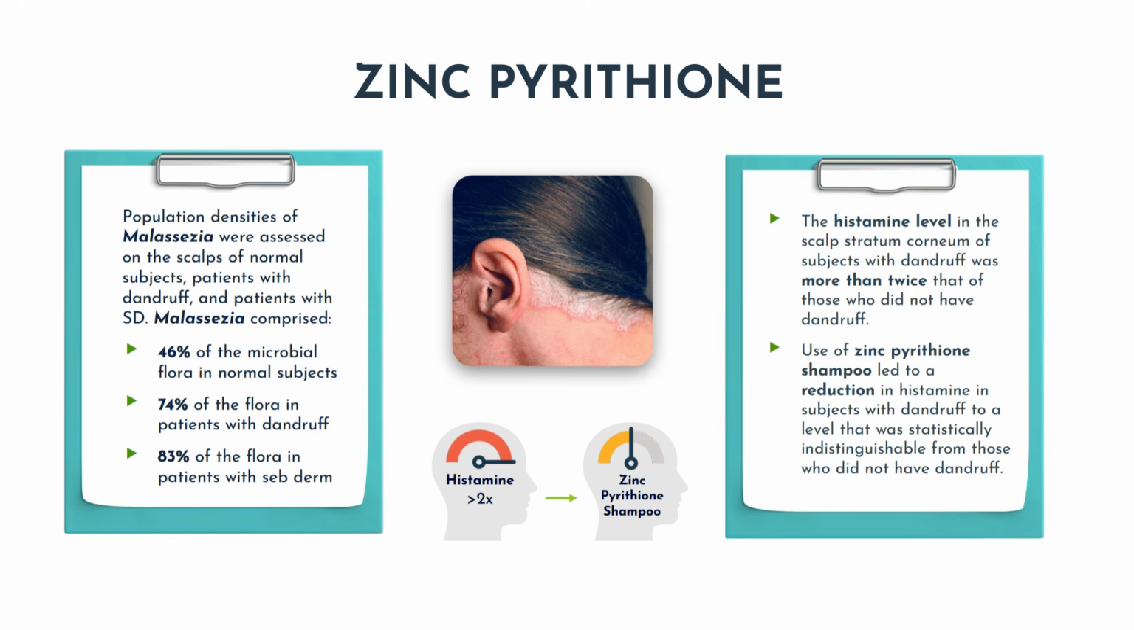The use of a zinc pyrithione shampoo led to a reduction in histamine in subjects with dandruff down to a level that was indistinguishable from normal healthy controls. Basically, zinc pyrithione is something that we use to control Malassezia. And again, if you want to learn more about that, check out my seborrheic dermatitis dandruff talk on this channel as well.